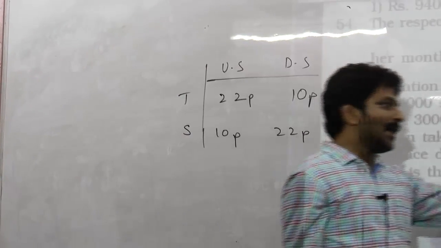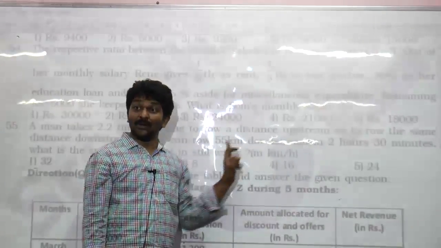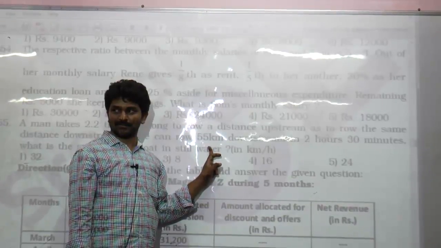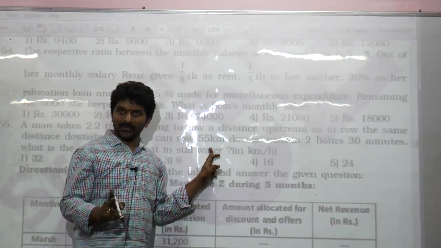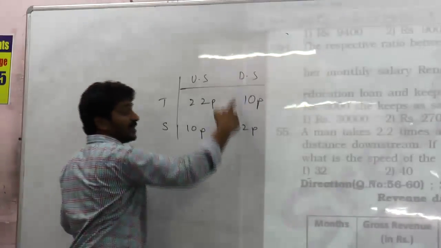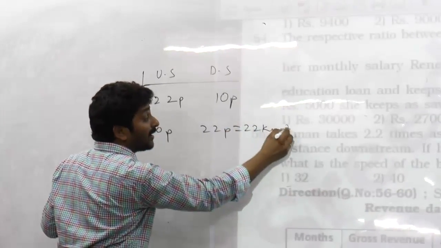And the man covered 55 kilometers in 2.5 hours. In 1 hour, 22 kilometers. So the downstream speed becomes 22 kilometers per hour. Downstream speed is equal to 22 parts, which is equal to 22 kilometers per hour.